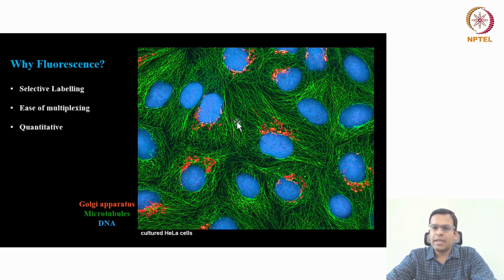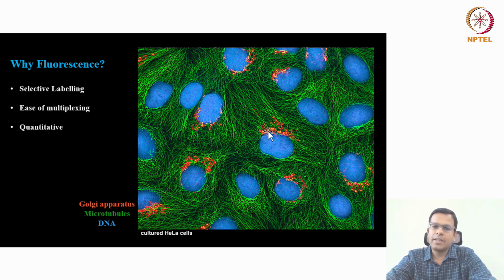Then this is also known as multiplexing, because we are seeing multiple colors at the same time. So this is known as multiplexing. So fluorescence offers multiplexing. If you are using bright field microscopy, there is no way of multiplexing. Okay, and also this multiplexing is quantitative.